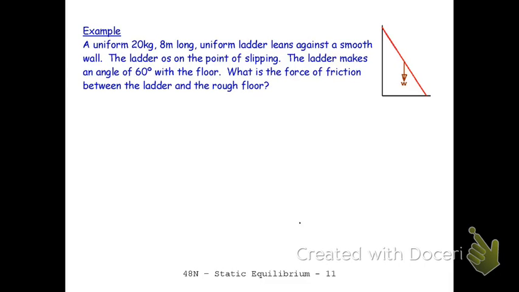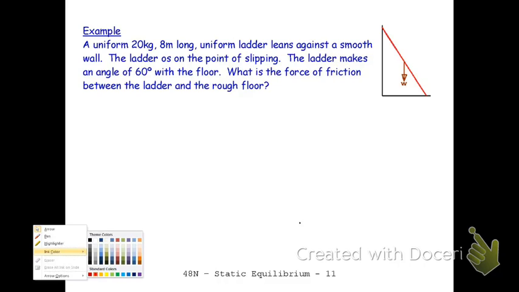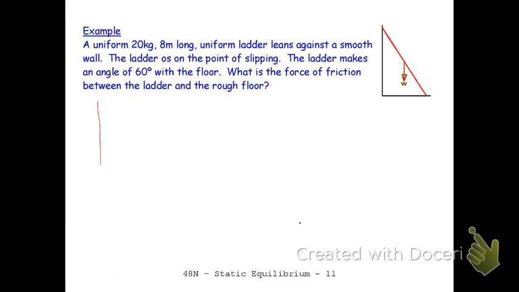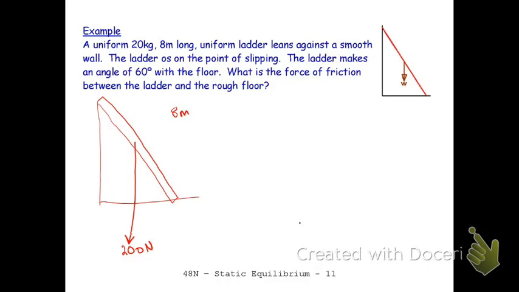So this is, in a way, the more complicated of the three examples. Basically, we have a ladder, a 20 kilogram uniform ladder. It's uniform, so from the middle of this I'm going to put down 200 newtons, because it's a 20 kilogram uniform ladder. It's 8 meters long, so out here I'm going to put down 8 meters.